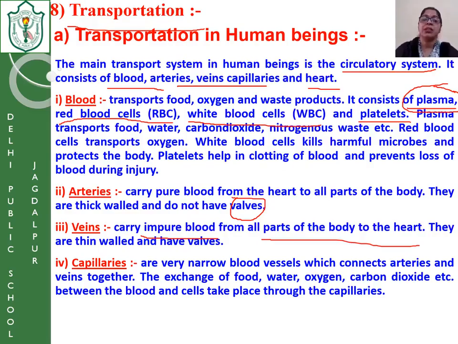Third is the capillaries. They are very narrow blood vessels which connect the arteries and veins together. The exchange of food, water, oxygen, carbon dioxide is done between the blood and the cells through the capillaries. So they make the connection between the arteries and the veins, and it helps in the proper exchange of these important components like food, water, oxygen, CO2 from the body easily, and make the circulatory system a perfectly working model.